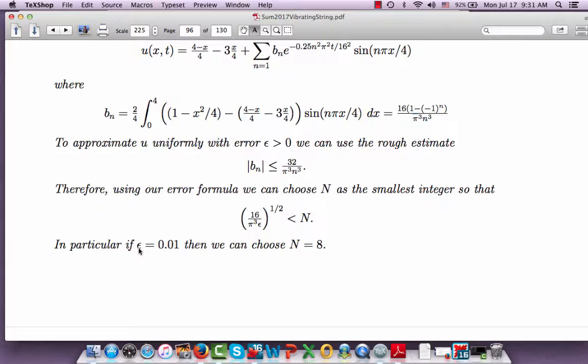So in particular, if you plug in epsilon is 0.1, this formula tells us that choosing n equals 8 is good enough. In the previous notes I had 9 because I had a slight error in the computation of b sub n.